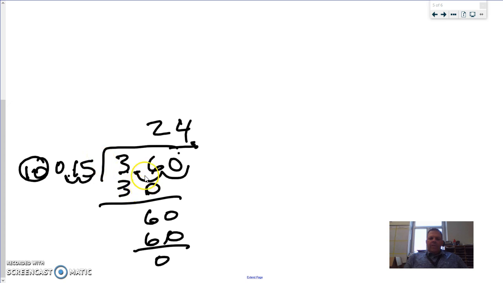That gives me 30. When I subtract, I get 6. I'm going to bring this 0 down to get 60. I want to know again how many 15s are in 60. That is 4. 4 times 15 gives me the 60, and there is no remainder. So 24 1500ths will equal 3 60 hundredths.